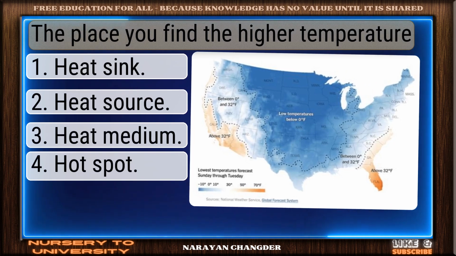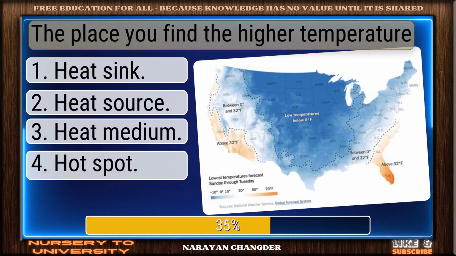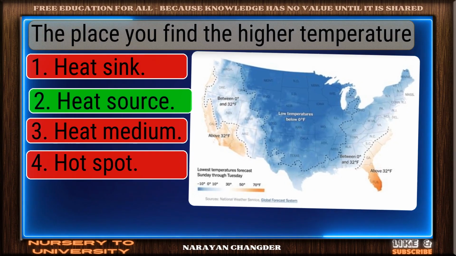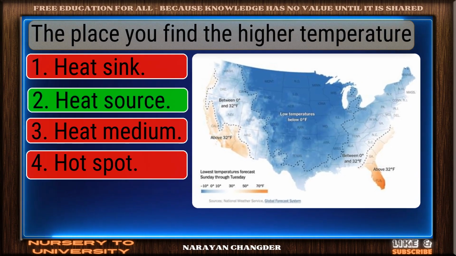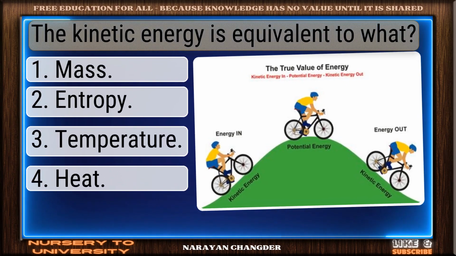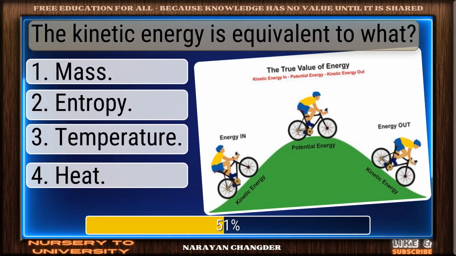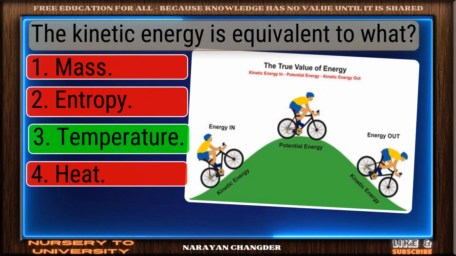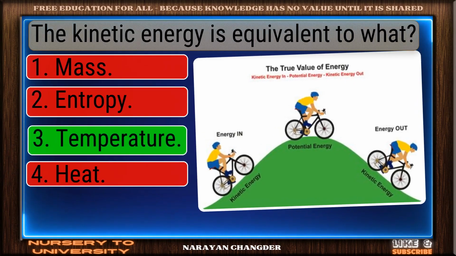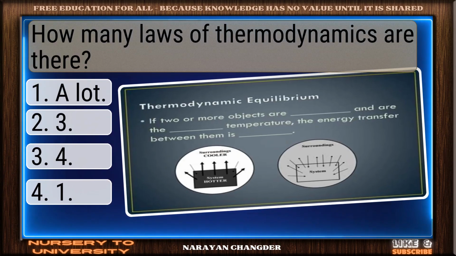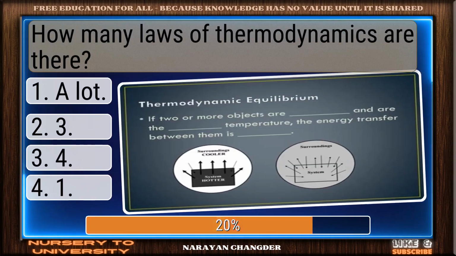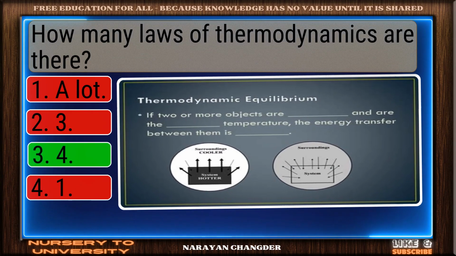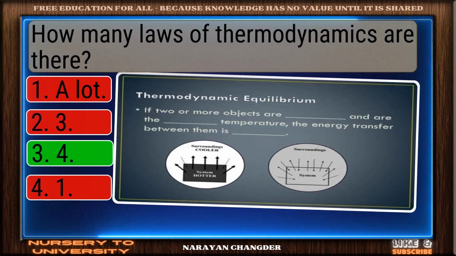The place you find the higher temperature. Perfect. Heat source is the correct choice. The kinetic energy is equivalent to what? Correct response. Temperature is the most accurate answer. How many laws of thermodynamics are there? Nice work. You chose 4 and it is correct.